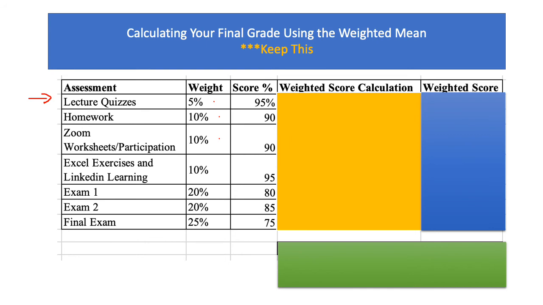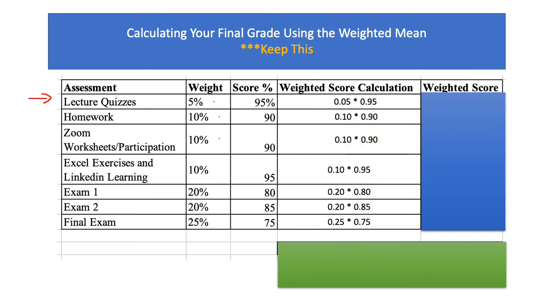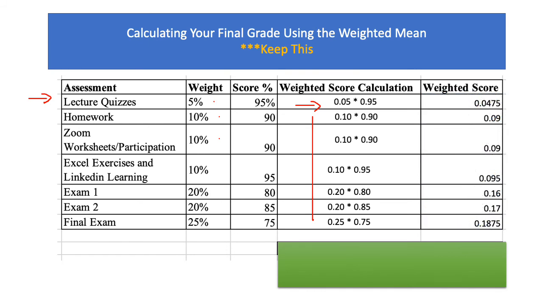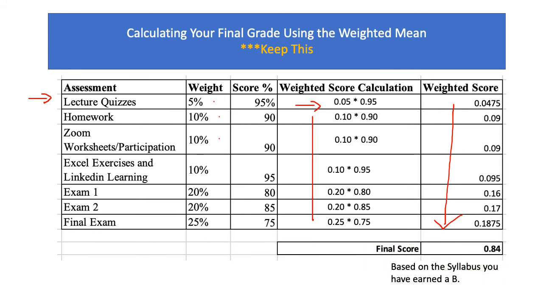The first thing we would do is calculate the weighted score. To do that, we take each ratio, so 5% as a decimal, 0.05, times 95% as a decimal, 0.95, and you repeat that across the board. Then you'd end up with a weighted score. To get your final calculation, you would add up your weighted scores, and in this case that would reveal you got 0.84 or 84%, which means based on our syllabus you would have earned a B. And what's causing that grade to be lower than what it looks like with your lectures and homework? Well, it looks like the student scored 75% on the final exam.